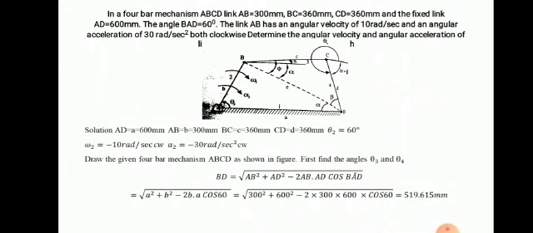Now let us see one more problem on a 4-bar mechanism. ABCD, link AB is equal to 300 mm, BC is equal to 360 mm, CD is equal to 360 mm, and the fixed link AD is equal to 600 mm. The angle BAD is equal to 60 degree. The link AB has an angular velocity of 10 radian per second and an angular acceleration of 30 radian per second square, both clockwise. Determine the angular velocity and angular acceleration of the connecting rod using the complex algebraic method.